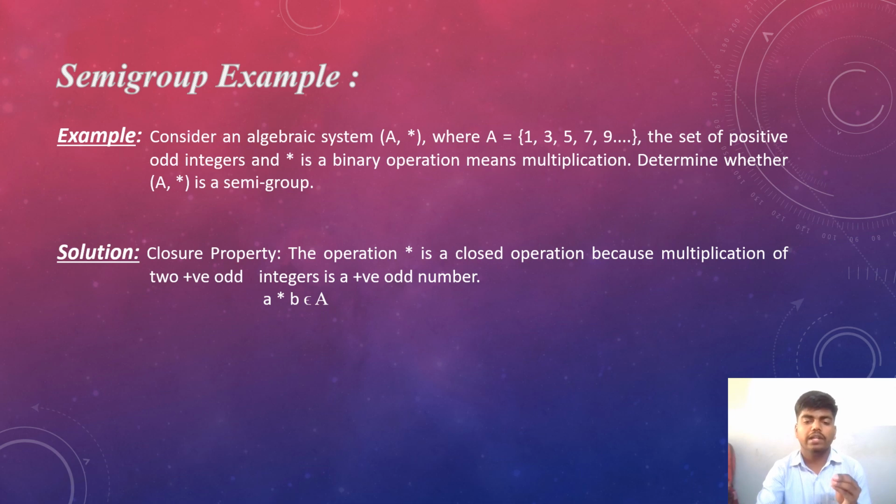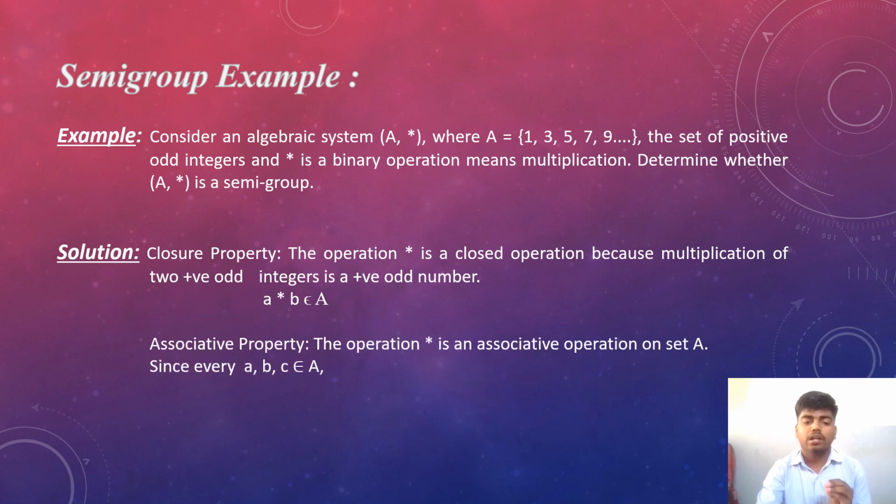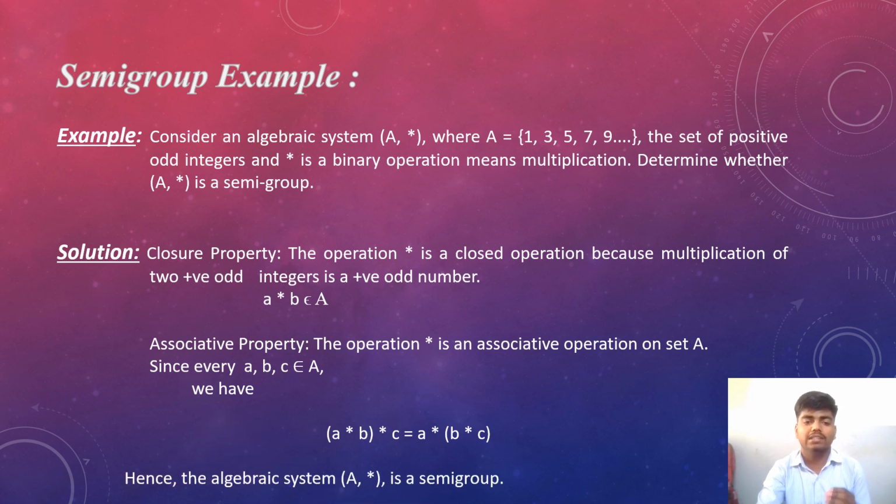If we take any two positive odd integers, then the product of these integers will also give us an odd integer, so it also belongs to A, therefore it satisfies the closure property. The associative property: since every a, b, c belongs to A, we perform (a star b) star c, which is equal to a star (b star c). Both LHS is equal to RHS, therefore it satisfies the associative property. Hence the given algebraic system A comma star is a semigroup.